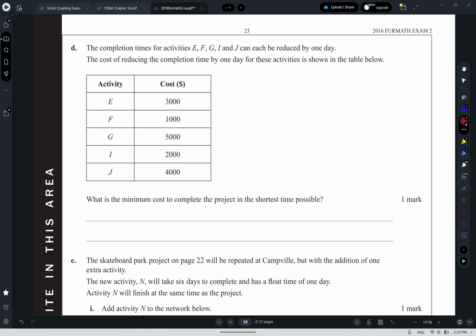The completion times for E, F, G, I, and J can be reduced by 1 day, at a cost. What is the minimum cost to complete the project in the shortest time?